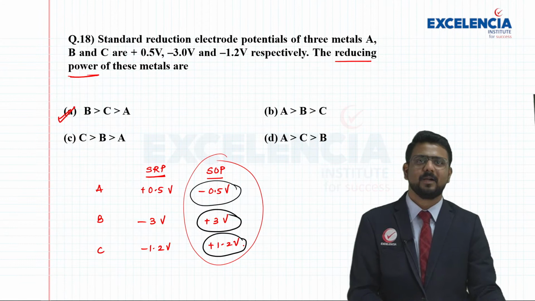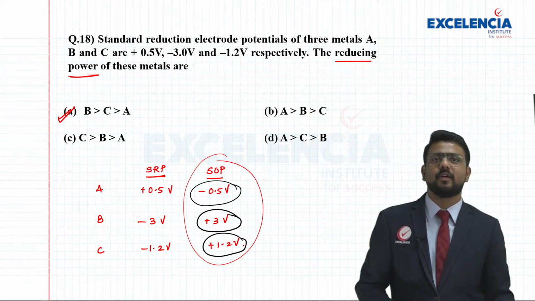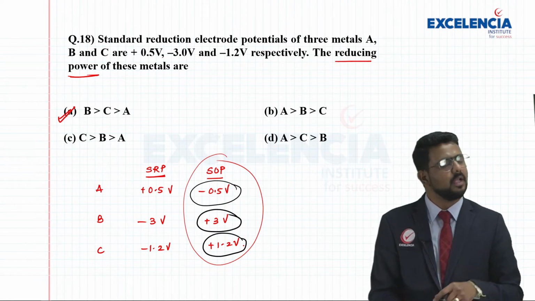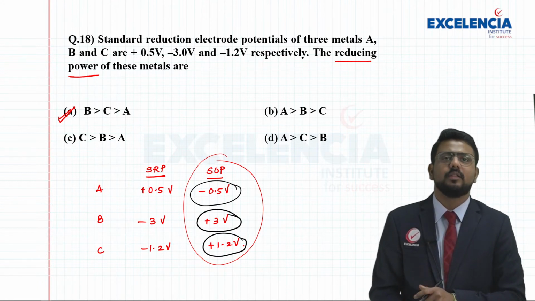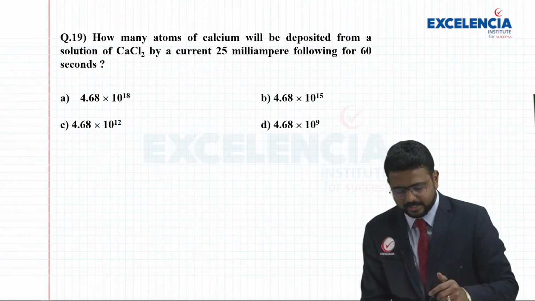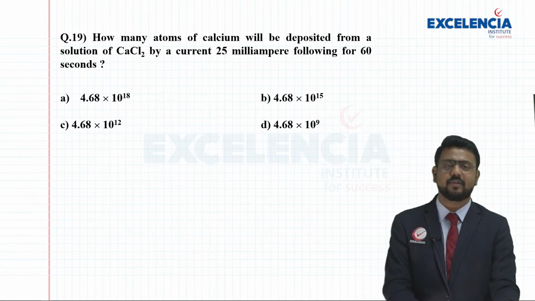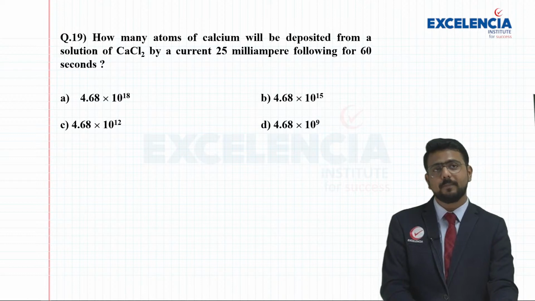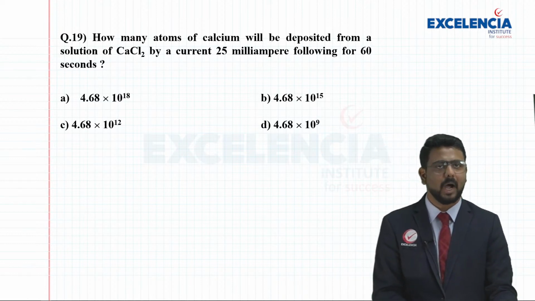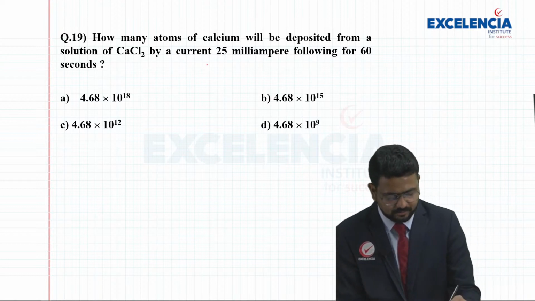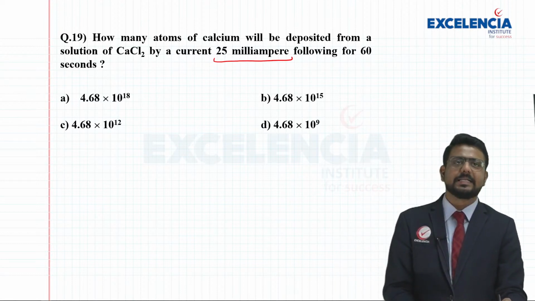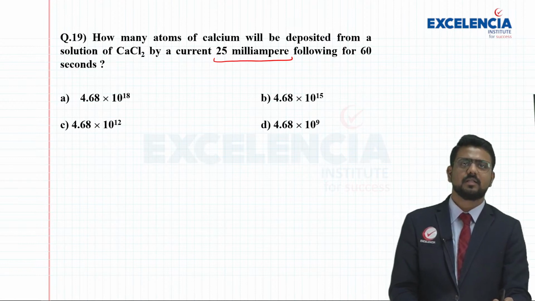Yes or no? So this is again a comparison question for their oxidation or reduction power. In this case it is reducing power. Similar question they can ask you for the oxidizing power as well. Right? Okay. Moving on with the next question here. How many atoms of calcium will be deposited from a solution of calcium chloride by a current of 25 milliamperes for 60 seconds. Okay, 60 seconds.